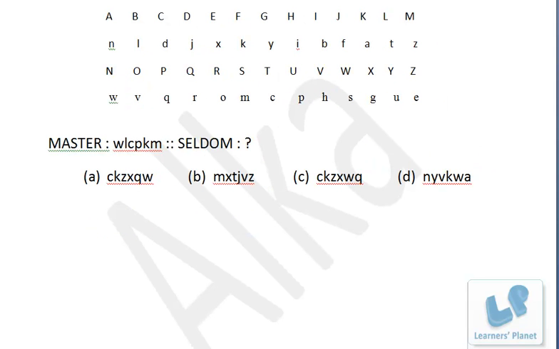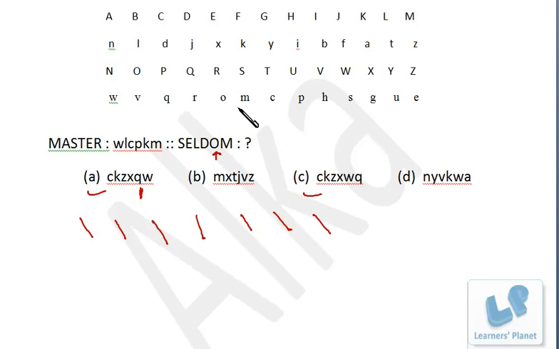Now let's see this one. Here, MASTER: M is written as W, A as L, S as C, that means the crosses are made. What we have to do is write the code letter by letter. So S will be written as C. So we have two options, this and this. Then E. We should not choose by E because the second letter is the same, the third letter is the same, the fourth letter is the same. The difference is coming in the fifth letter.